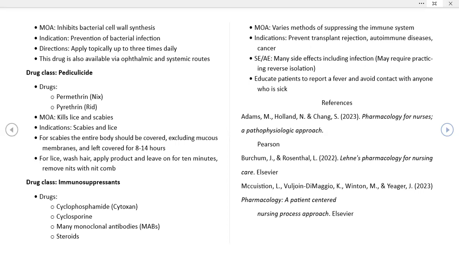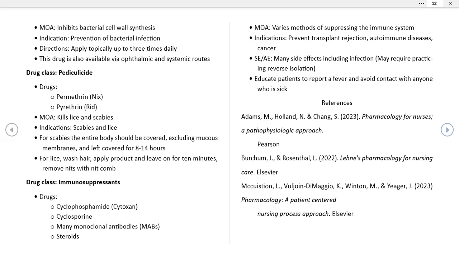Next, we move on to the medications for scabies and lice. I know we're all itching already just saying the words. The drug class over here is going to be pediculicide, and the drugs here are permethrin and pyrethrin. These sell over the counter as Nix and Rid. Some of these are over the counter in some formulations, but they're also available by prescription.